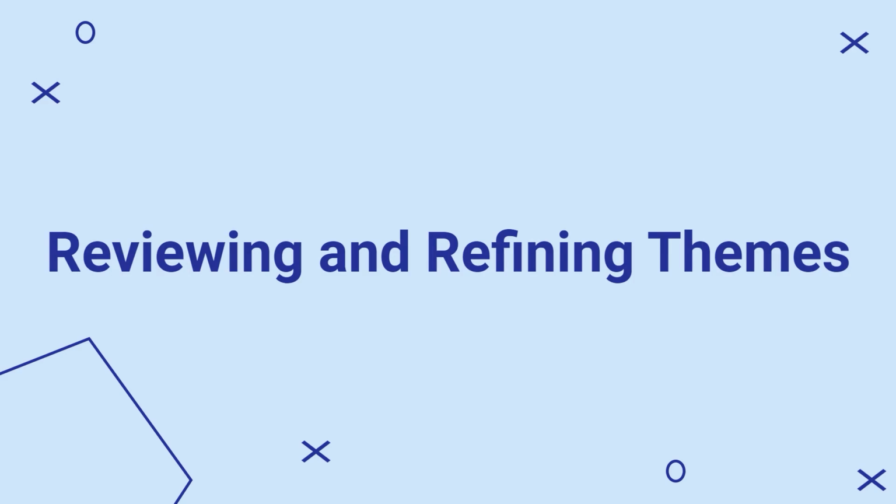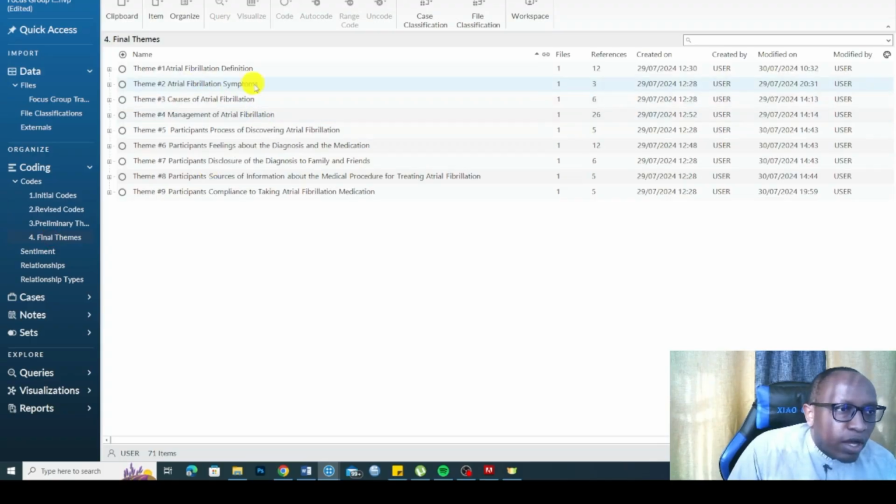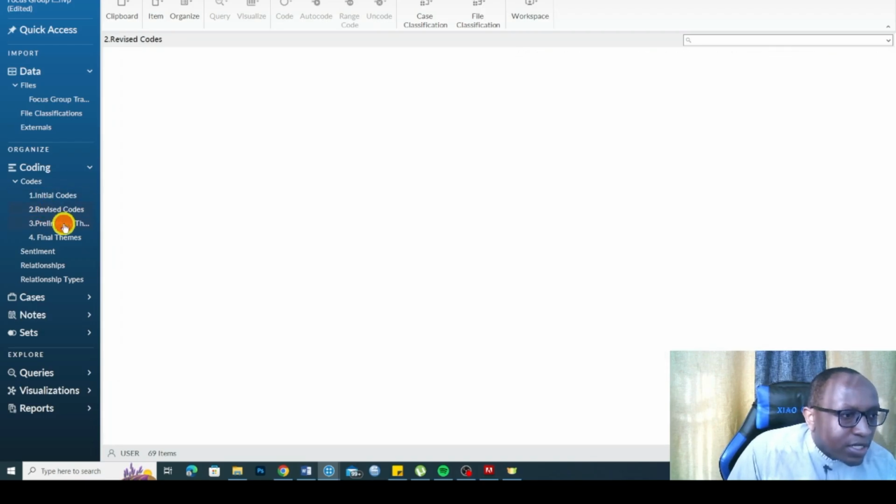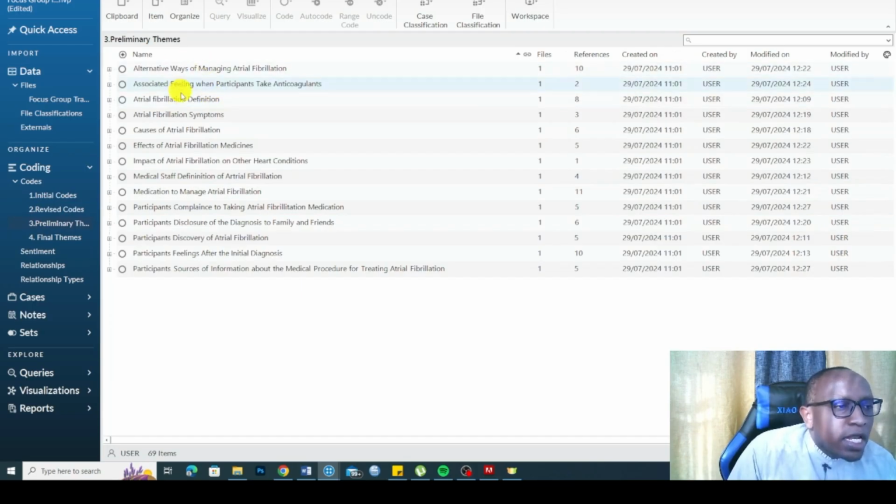Which is reviewing and refining themes. And that's what I've done here. So basically, it's a matter of going into my preliminary themes after I formulated all of them, as I showed you there. You can see I formulated initial or preliminary themes as shown below.